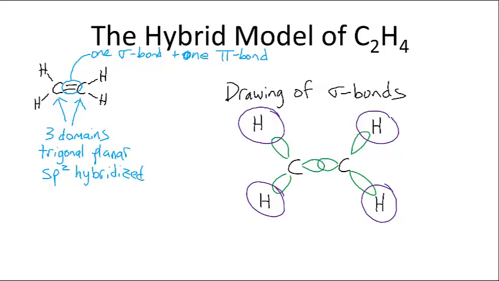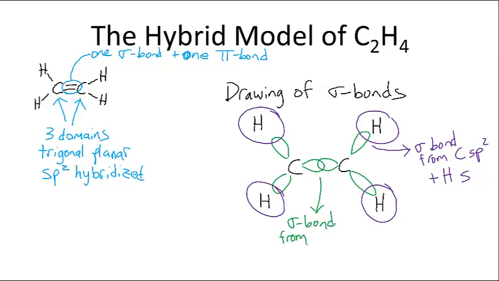All right, so same situation. Now I have a sigma bond from a carbon sp2 and a hydrogen s orbital. I have 4 of those, and then in the middle I have my sigma bond from carbon sp2 plus carbon sp2. So every bond in the molecule we can imagine being made from 2 atomic orbitals.